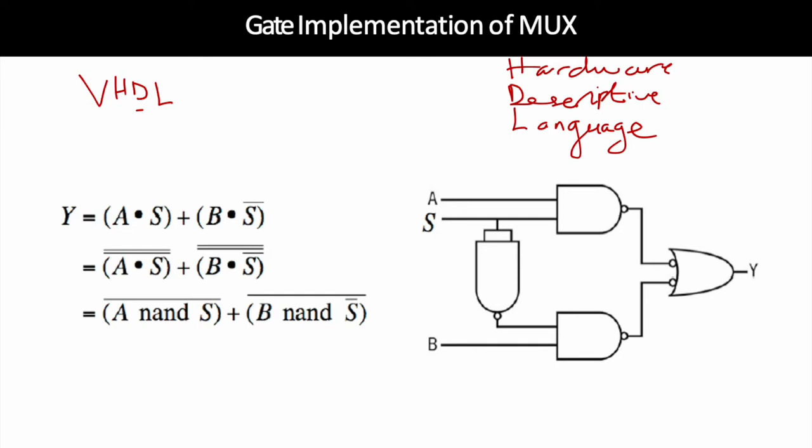So we're creating the physical hardware, and we are using a language to describe how the inputs are connected to each other, how the outputs are connected to the gate, and how the hardware is laid out. So you need to have an understanding of the hardware in order to use VHDL. So it's basically a hardware descriptive language. Now the V actually stands for VLSI, just the V alone.